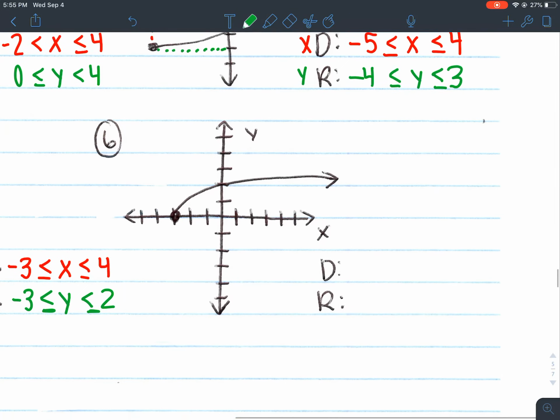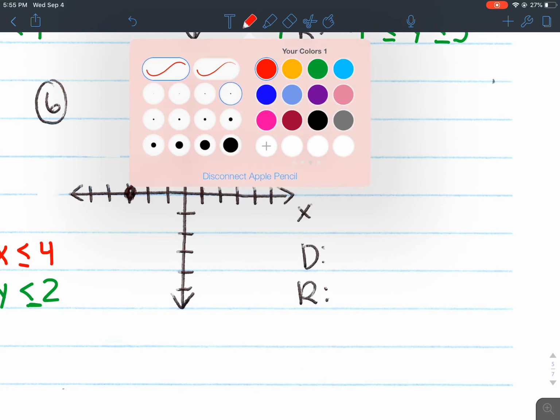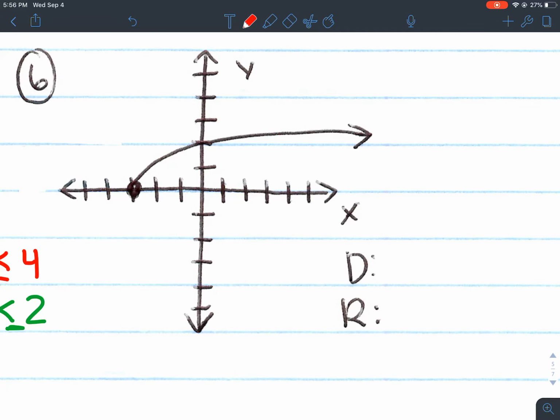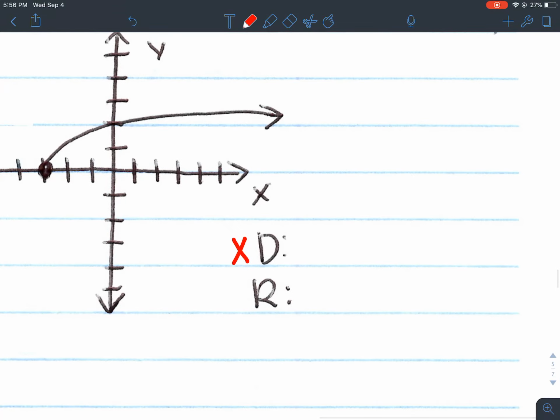All right, moving on. Last one. Number 6. So this was a little bit different, right? Now we have a closed circle, and then there's an arrow on the other side. So this is the first time we've seen something like this. So we're still going to treat it the same. So domain is x.